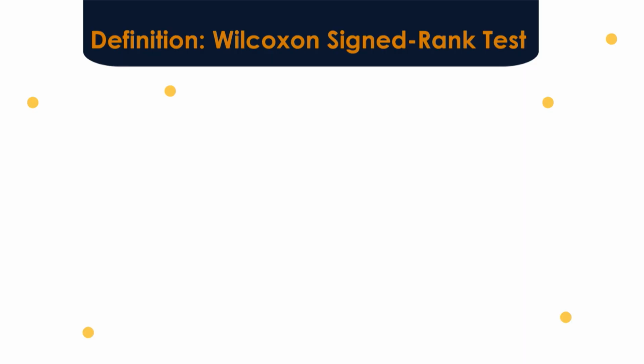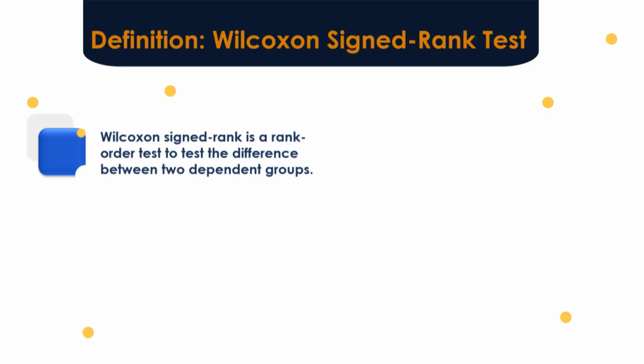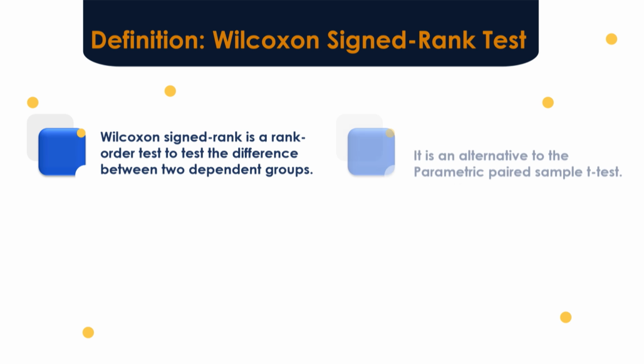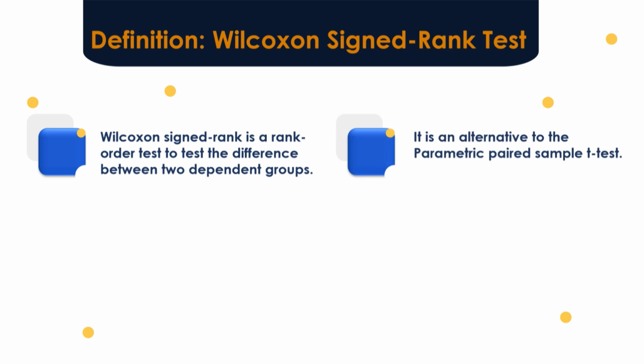In this part we are going to discuss the Wilcoxon sign rank test. We will be discussing the definition of the Wilcoxon sign rank test, what the procedures are, and the criteria for using it. Definition: the Wilcoxon sign rank test is a rank order test to test the difference between two dependent groups, that is, matched groups. It is an alternative to the parametric paired sample t test.